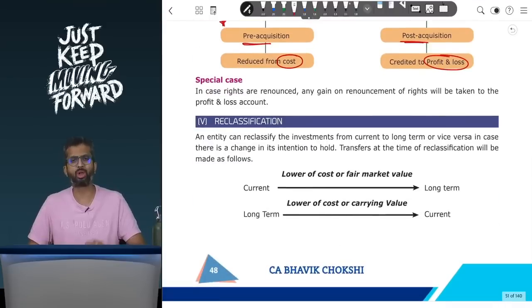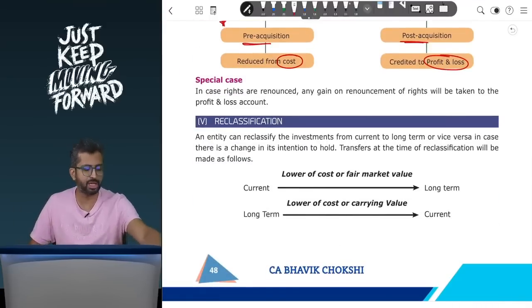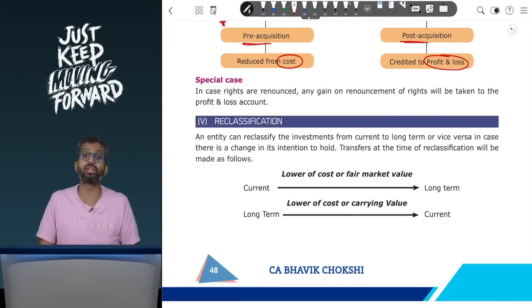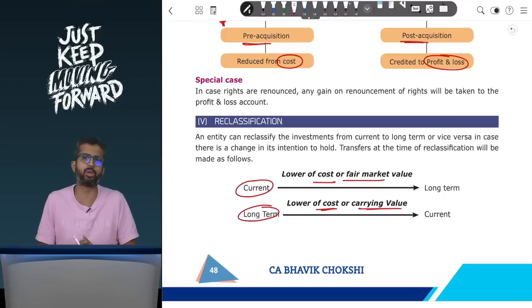Now there may be small cases where there may be questions involving reclassification, that is you are changing your classification from current to, let us say, long term, or long term to current. In such a case the reclassification happens at the carrying value. Whatever is the carrying value, whether lower of cost or fair market value because it was current earlier, or lower of cost for long term, less permanent diminution if any, will be the base for the new investment.